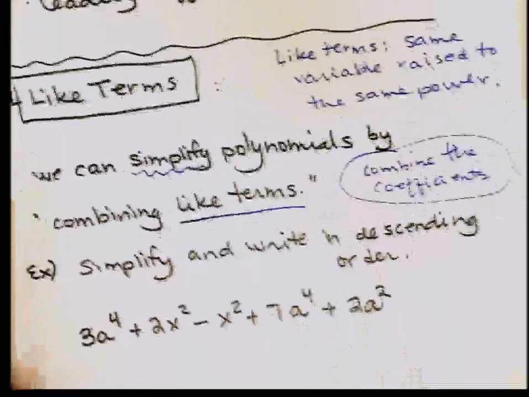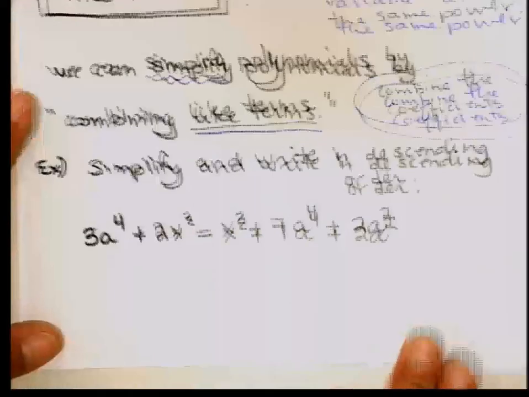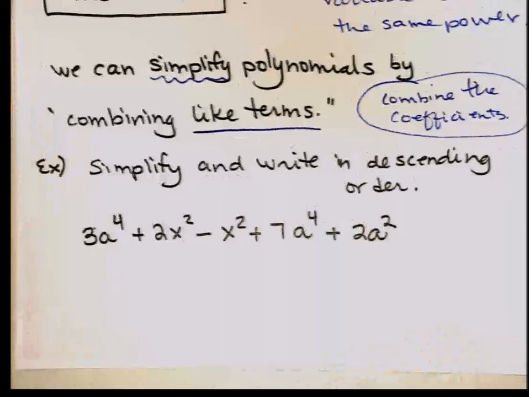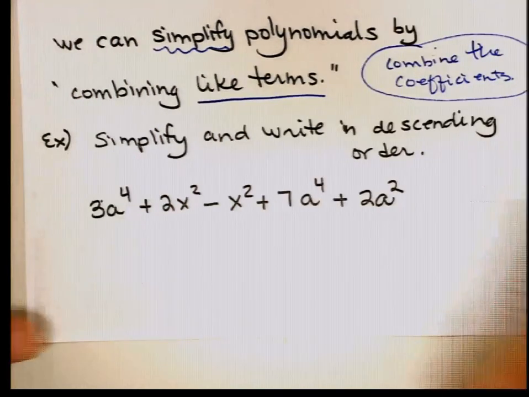I often think of this as going through the garden with my basket, and I only put like things in the basket. And when I've got all the things that are like in my basket, I go grab a different basket to go through again and get the next set of vegetables. Okay. So I have in here, what do I say? Simplify and write in descending order. Okay, well, let's see what we can do.